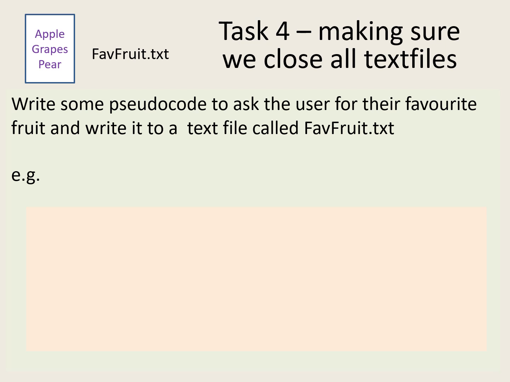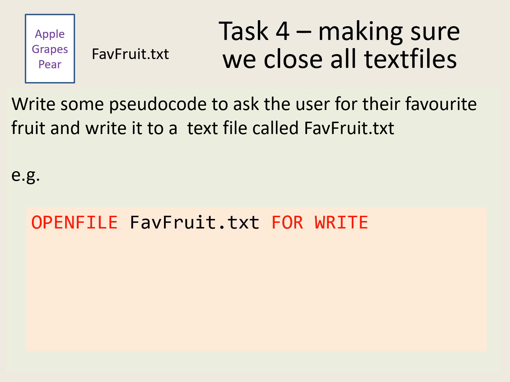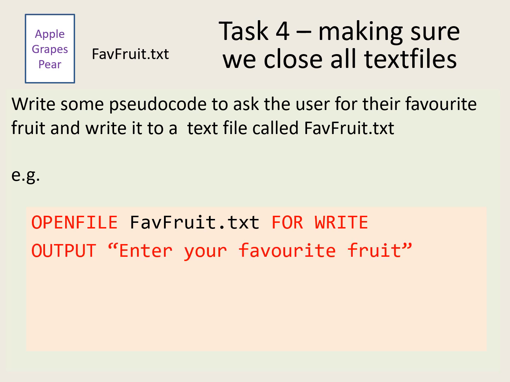So task 4, and make sure you close all text files. Write some pseudocode. We're going to ask the user for their favorite fruit. They're going to input that, and you're going to write it to the text file called fabfruit.txt. Pause the video, have a go, press play, see how you get on. Okay, so we need to open the file in write mode. That will overwrite the existing file or create a new file called fabfruit.txt.